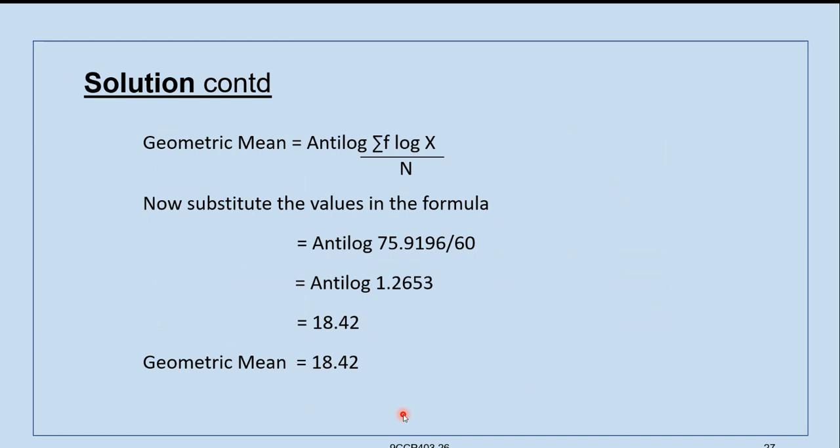We will go to the solution. So adding, sigma f log x is 75.9196, divided by 60. Antilog is 1.2653, 18.42. Geometric mean is 18.42.